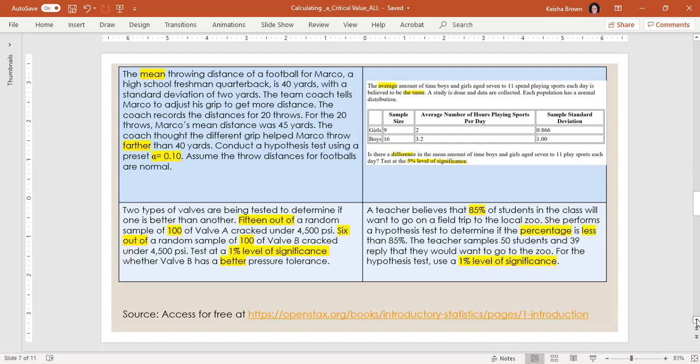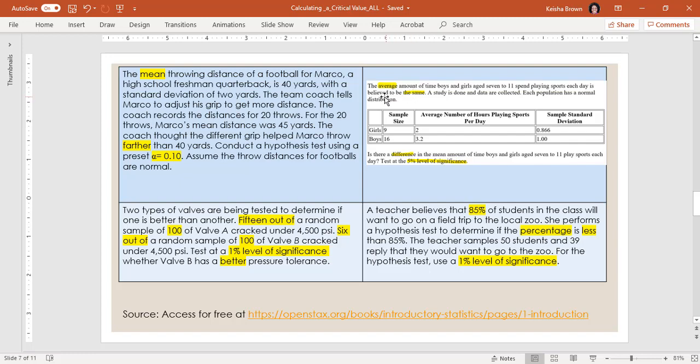Now we can identify the most important parts. First problem, this is a mean problem, so that means T everything, students' T distribution. And this is going to be a right tail test. The key word is farther. The coach thought the different grips helped Marco throw farther than 40 yards. So farther means greater than, larger than. So this is a right tail test. There is our value of alpha, 0.1, 10%.